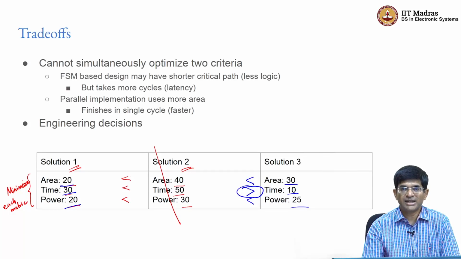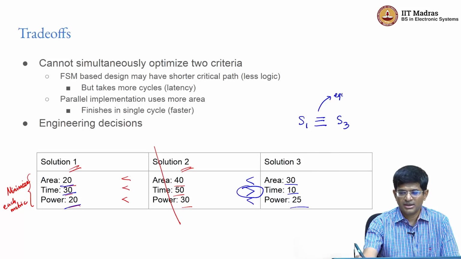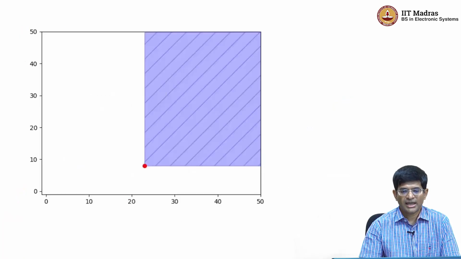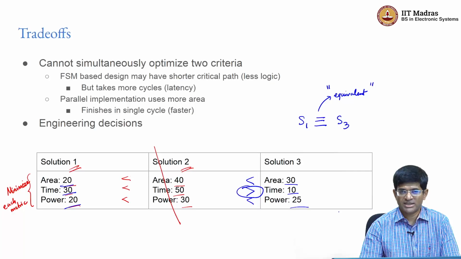But it might be that I don't really know what kind of weights to assign, in which case the only thing that I can say is solution 1 and solution 3 are in some sense equivalent, and I am going to put this equivalent within quotes, right. Why within quotes? Because they are not actually equivalent, they are solving the same problem, but they have different metrics, right. So in what sense are we calling them equivalent? And this is where something called the Pareto principle comes into play, which we will talk about in a moment, right.